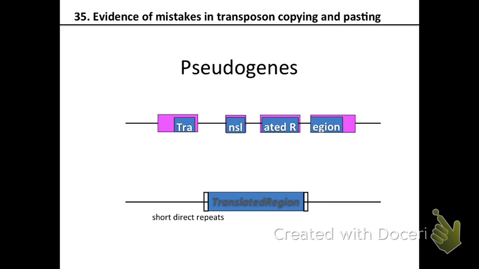Well, both cut and paste and copy and paste cause short direct repeats. So that's not a distinguishing feature. Think a little harder. What's the big difference between cut and paste and copy and paste? Tell me. The copy and paste uses RNA. Very good. It has an RNA intermediate. It's RNA that's polyadenylated, processed just like mRNAs. So what will happen? What kind of intermediate is that now? Will it have introns?